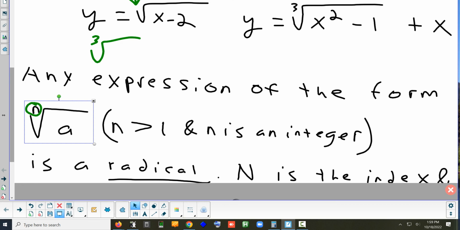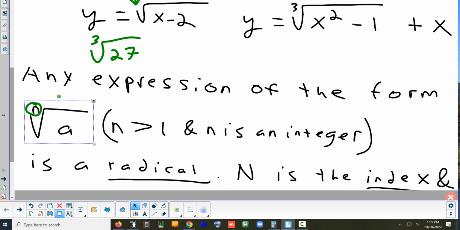So, the cube root of 27. That is a radical expression. It's not algebraic because there's no letter in it. But that would be considered a radical. Now, this thing right here, this number, I showed you guys an example with a 3. That number is called the index.